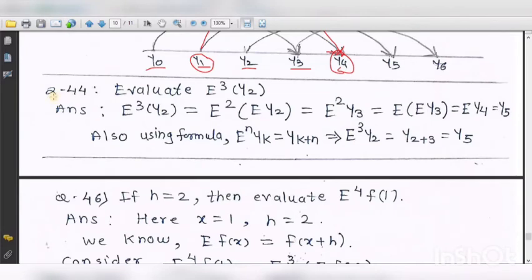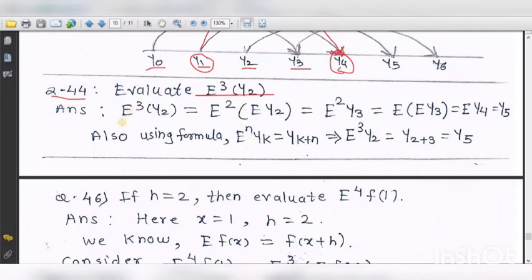It was question 44 from the question bank. Evaluate E cubed y2. So we will apply it 3 times repeatedly, and we get y5. If you use the formula directly, it is 3 plus 2, so we should get the answer 5. But if it is asked for 2 marks, you should give the explanation of this splitting. If you write it directly, you will get only 1 mark.